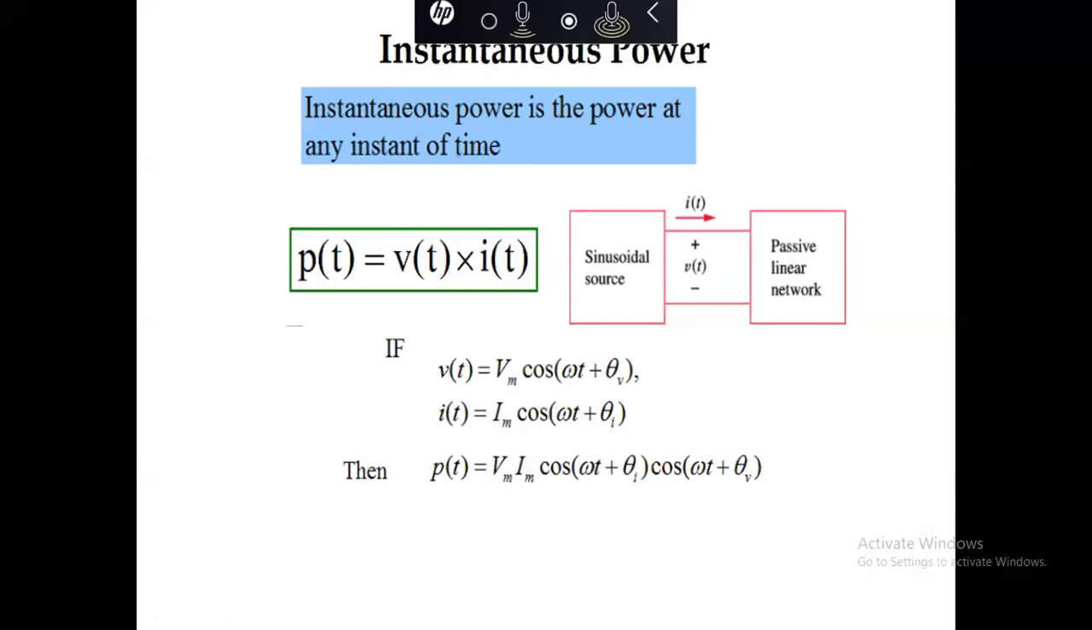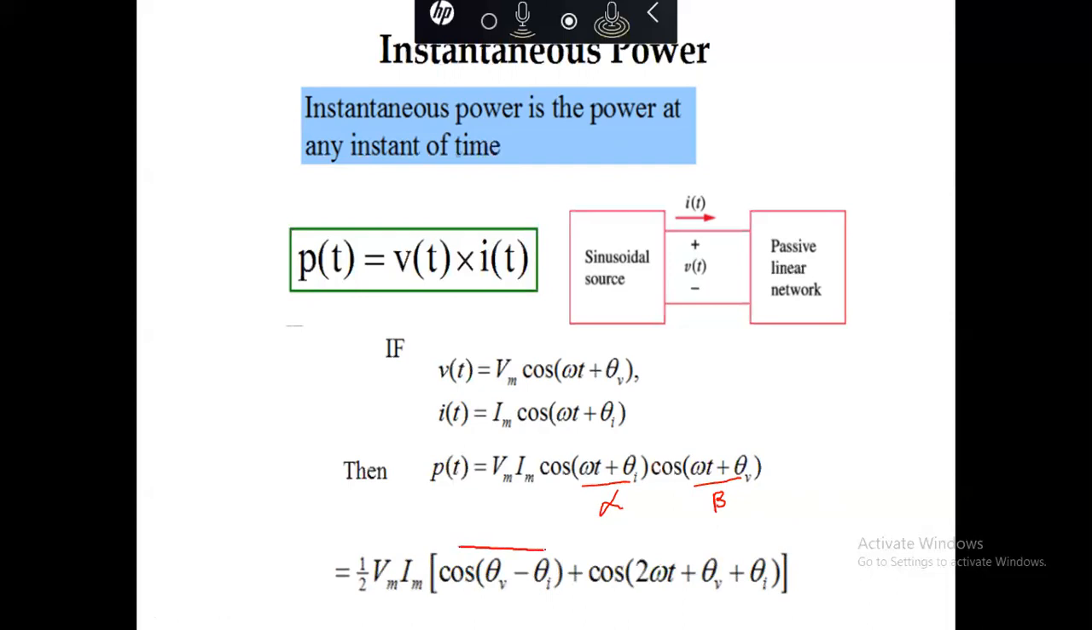So we apply the trigonometric identity here, because that term is equal to alpha and that term is equal to beta. So we have the trigonometric identity that cosine alpha cosine beta is equal to 1 by 2 times cosine of alpha plus beta plus cosine of alpha minus beta. That will give you two terms: one with cosine of theta v minus theta i, and one term with cosine of 2 omega t plus theta v plus theta i.